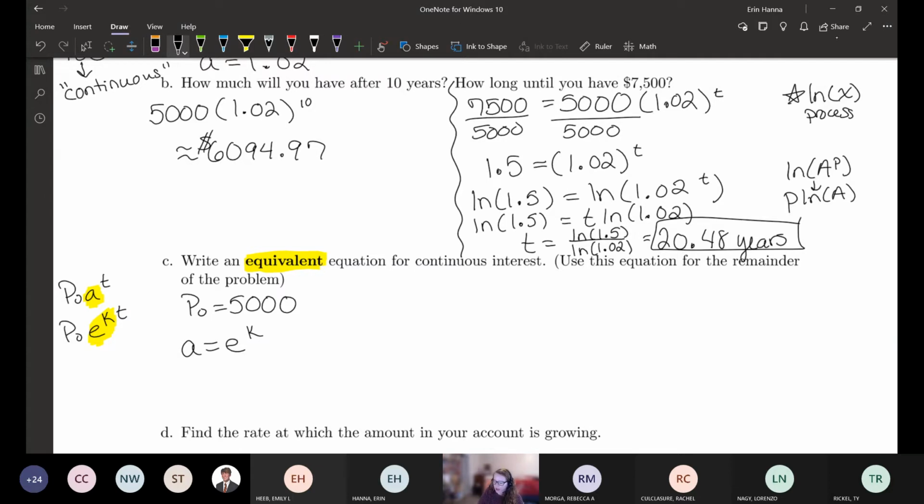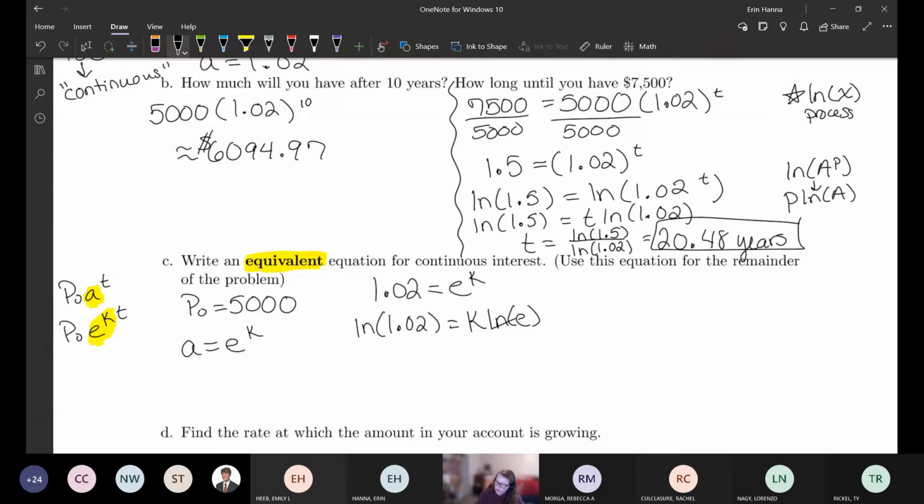Well, the a value we have is 1.02, so we want to let that be equal to some e to the k. So now we need to solve for the k value. Since that's in an exponent, this is again where we'll want to natural log both sides. I'm going to bring the k out at the same time. Hopefully it doesn't freak anybody out.